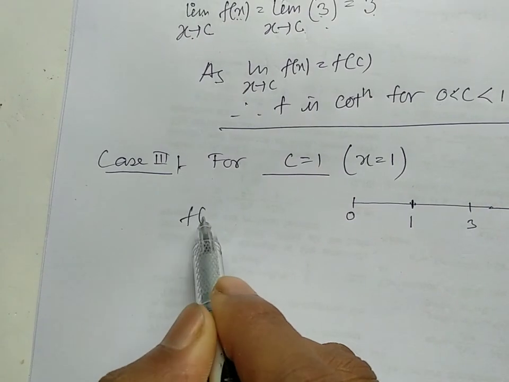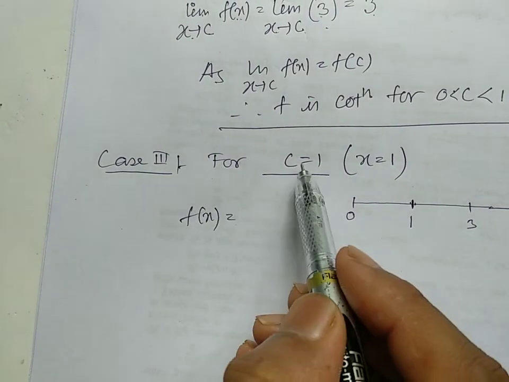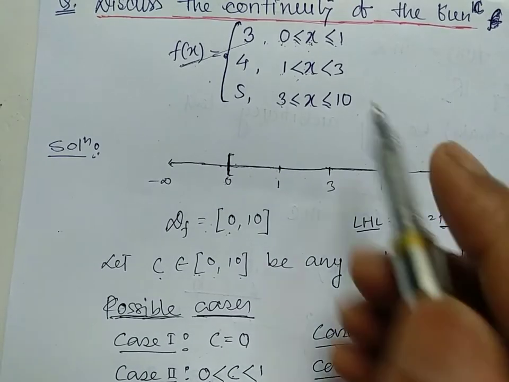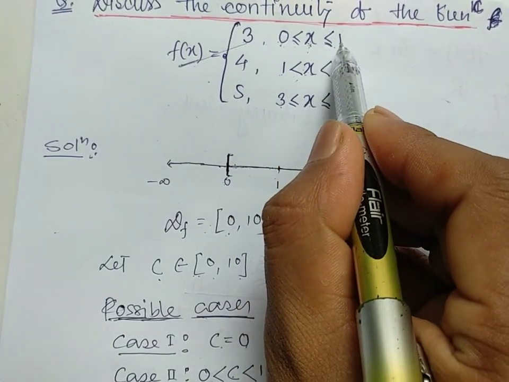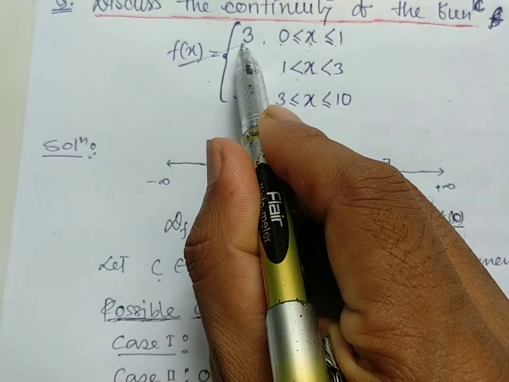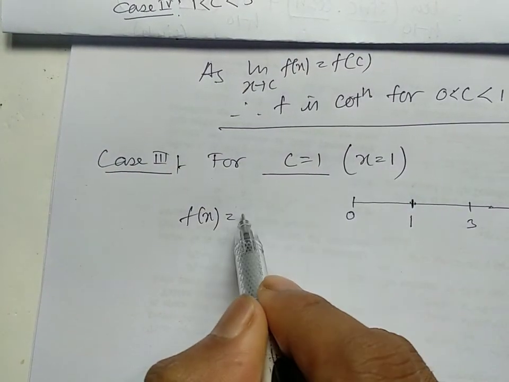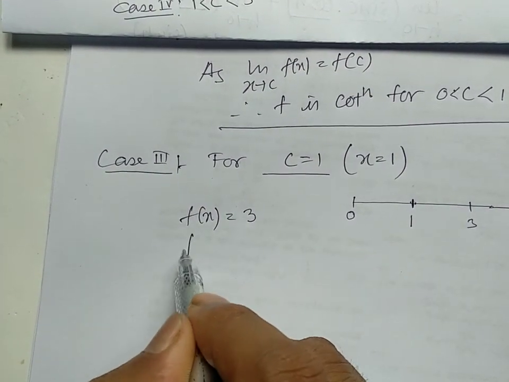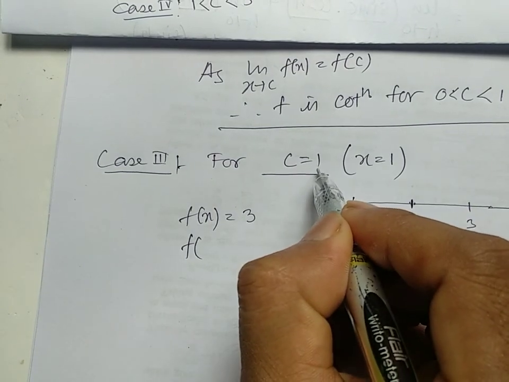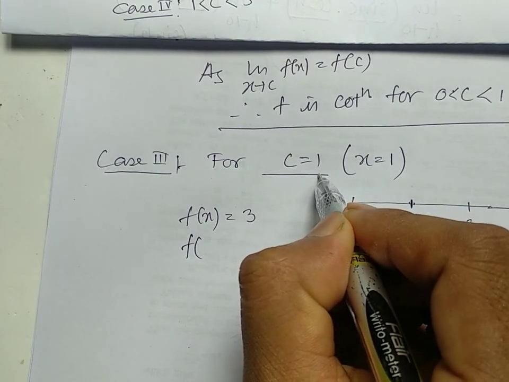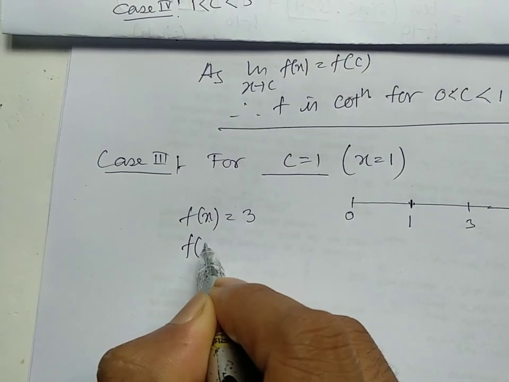Listen, first of all we will try to consider a function for c is equal to 1, c is equal to 1 means x is equal to 1. What is the functional value? f of x equal to 3 at x equal to 1. So we will try to add exactly 1, where you were asked to check continuity, so in place of x we will put 1.